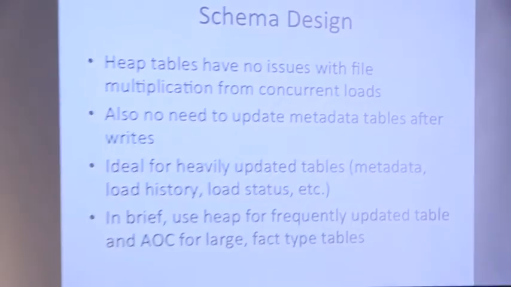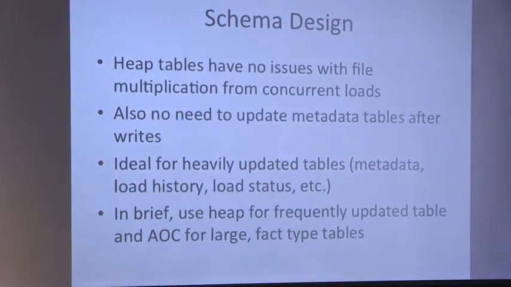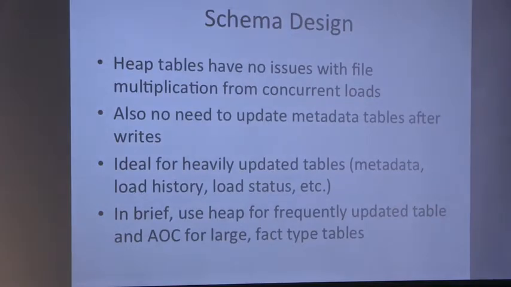Okay, so as I mentioned, heap tables have no issues with file multiplication from concurrent loads, right? You run 50 loads on a heap table, you still get one file per table. And again, heap tables do not have those associated metadata tables that AO tables have. So you insert to the heap table and that's it. There's no need to go out there and grab the metadata tables and update the stats for the table. So for that reason, it's ideal for heavily updated tables, right? Such as metadata, load history, load status, etc.